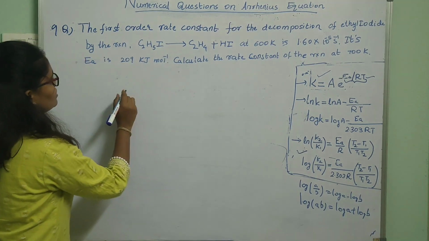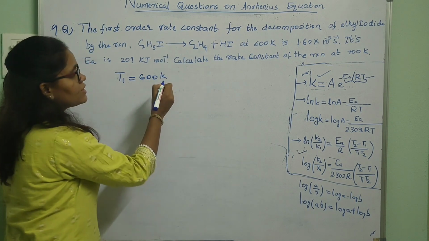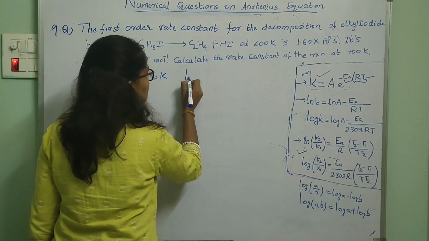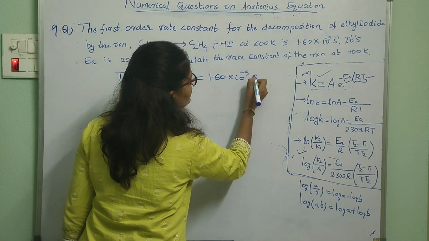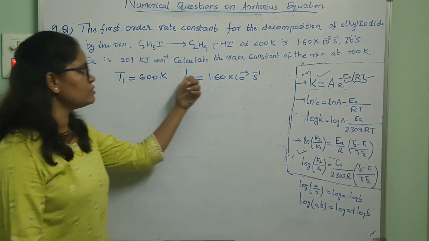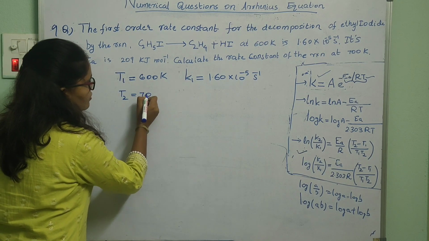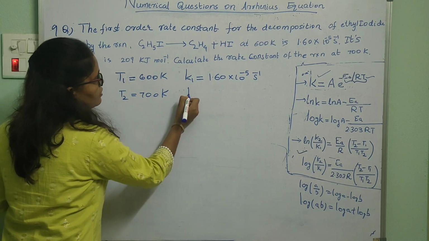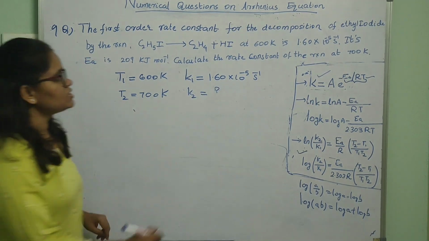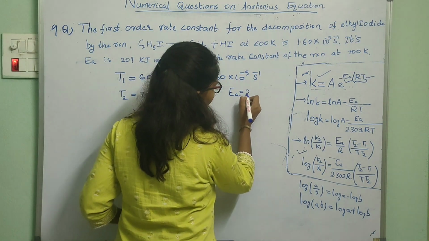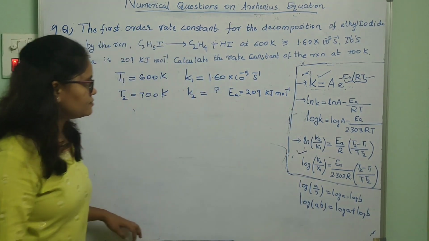So what is given? One temperature is given, which is 600 Kelvin, and the rate constant at this temperature K1 is 1.60 into 10 power minus 5 second inverse. So we have one temperature, one rate constant. We have one more temperature, T2 is given. We are asked to find the value of rate constant at 700 Kelvin. So we are given the activation energy, which is 209 kilojoules per mole. Okay.